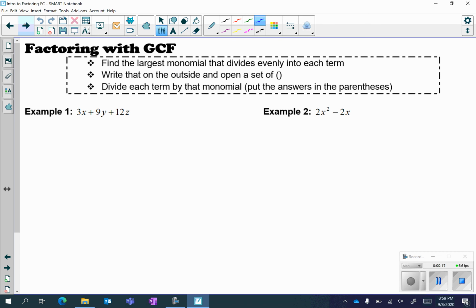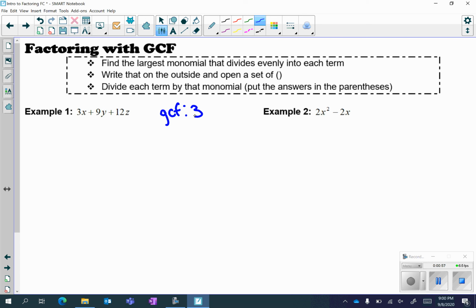So the first one we're going to go over is factoring with a GCF. What you're going to do is try and find the largest monomial that divides evenly into each term. In other words, what is their greatest common factor? If you look at the coefficients here, I have 3, 9, and 12. Out of 3, 9, and 12, the largest common factor that goes into all three is the number 3. Then you're going to look at your variables. X, Y, and Z have nothing in common. So in this case, my GCF is just 3.